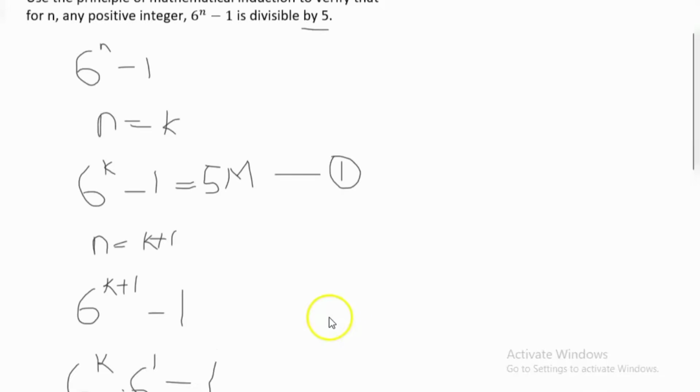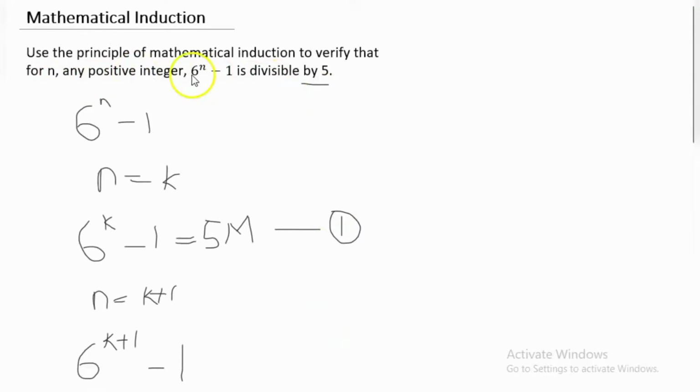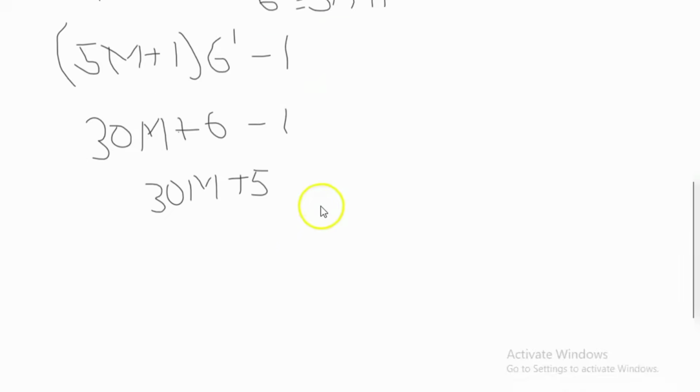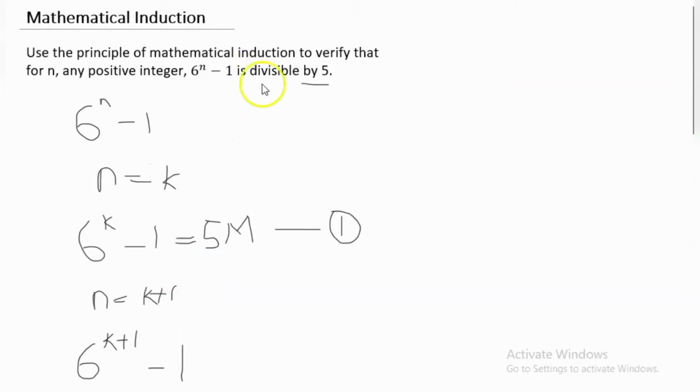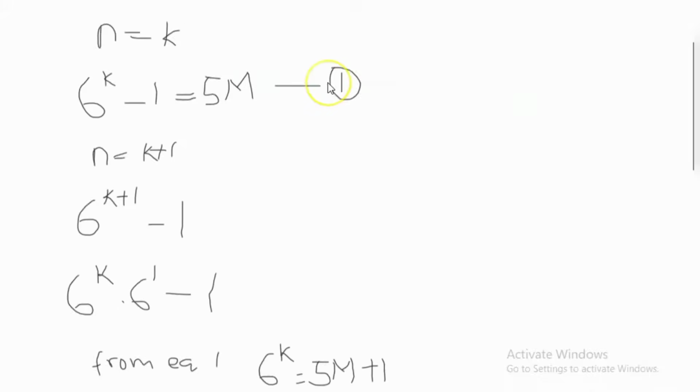Alright, so now what we want to do, it says we need to prove that this is divisible by 5. So we need to make sure that 5 can go into this and this at the same time. Now we know that 5 can go into 30 6 times, so this would be 6m. And 5 can go into 5 as well, just once. Okay, so now because it left a whole number, it means that this is correct because we are able to bring 5 outside of this. So it simply means that 6 to the power of n minus 1 is divisible by 5.